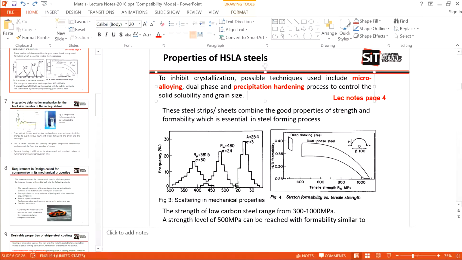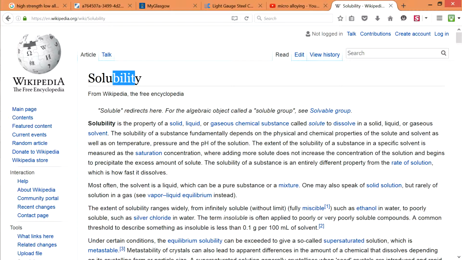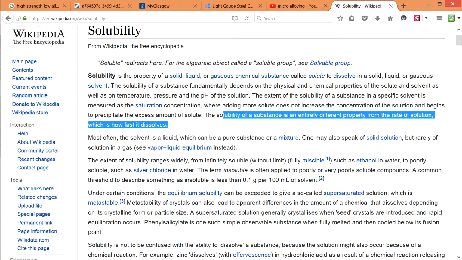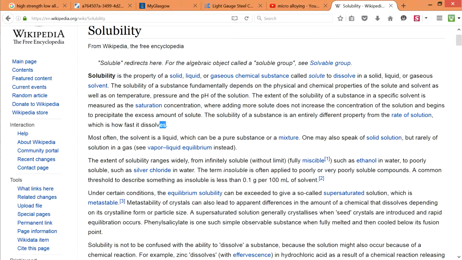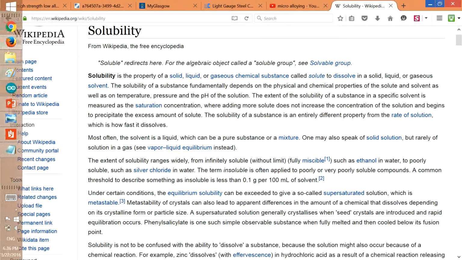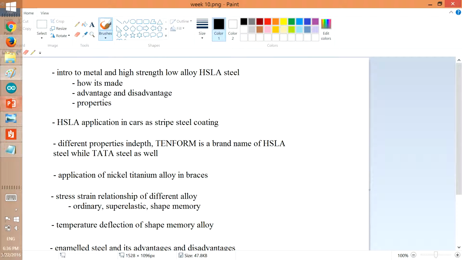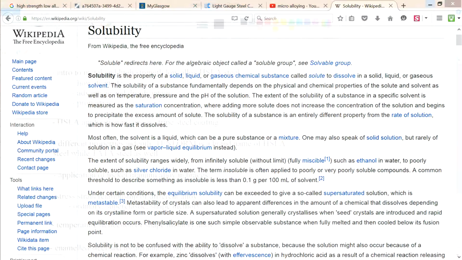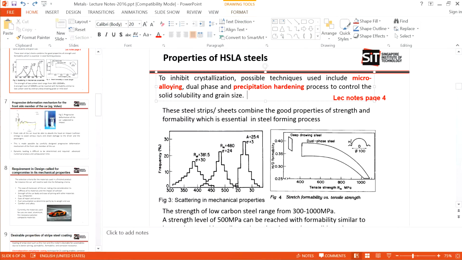So what is solid solubility? The solubility is talking about an entirely different property from the rate of solution, which is how fast it dissolves. So it's talking about how fast it dissolves, because you want to dissolve different materials inside. Since we are talking about mixing different materials, if you remember the microalloy. Hopefully this is pretty clear.